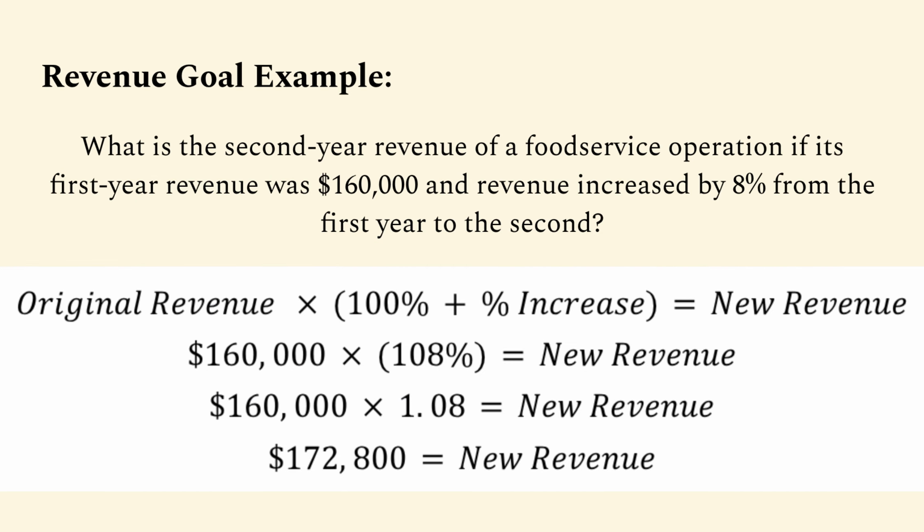So here's an example. What is the second year revenue of a food service operation if its first year revenue was $160,000 and revenue increased by 8% from the first year to the second? So again, we'll take our original revenue here, 160,000, and multiply that by 108%, because that's 100%, meaning we want to make exactly what we made last year, but also 8% on top of that. And that's going to give us our new revenue. We changed our percent into a decimal, and now we have discovered that we will have revenue of $172,800.